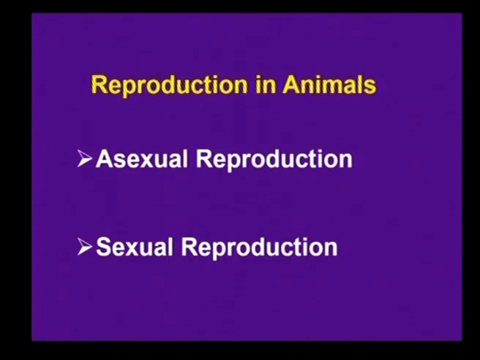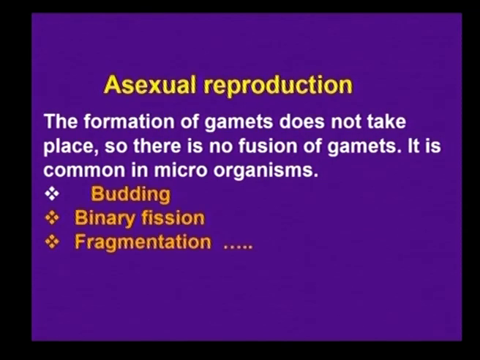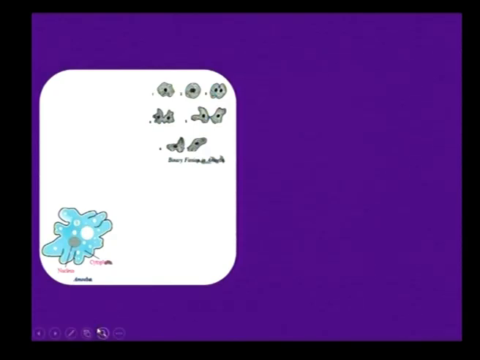Reproduction in animals is of two types, asexual reproduction and sexual reproduction. In asexual reproduction, the formation of gametes does not take place, so there is no fusion of gametes. It is common in microorganisms. There are different types of asexual reproduction, binary fission, fragmentation, etc. We can see binary fission in amoeba. Amoeba gives rise to two daughter amoeba in the process called binary fission.